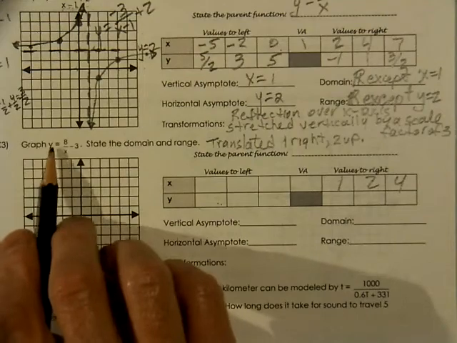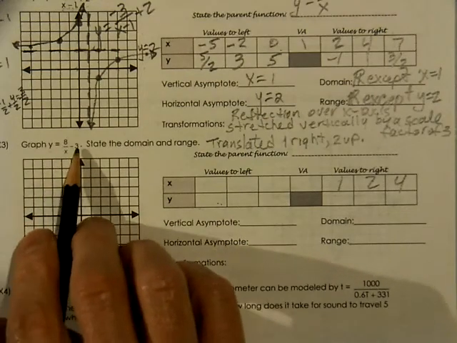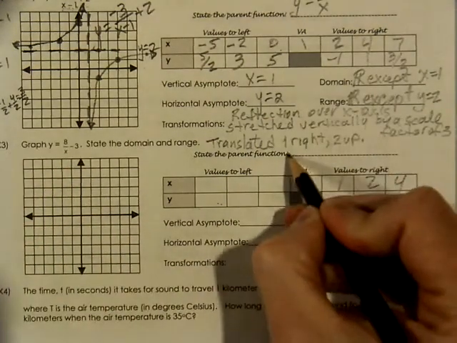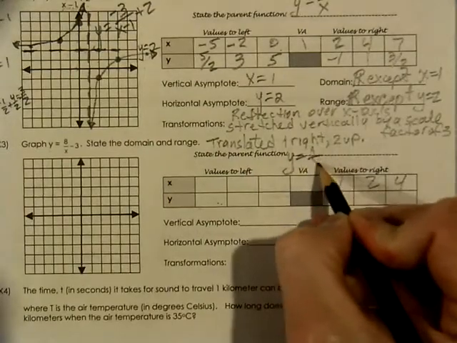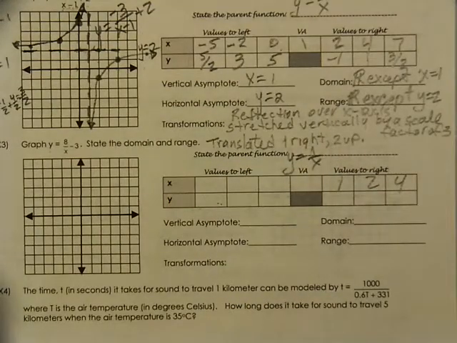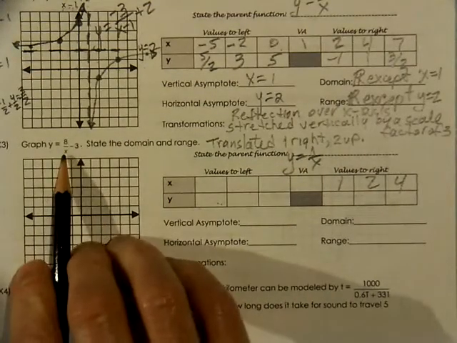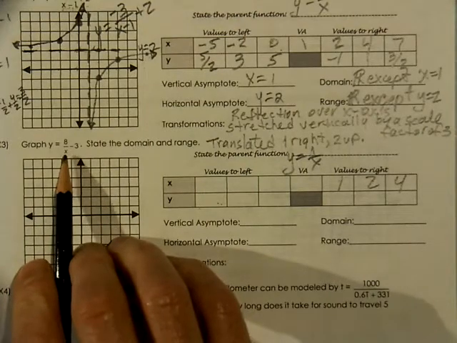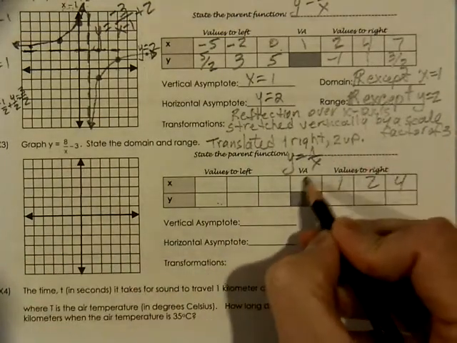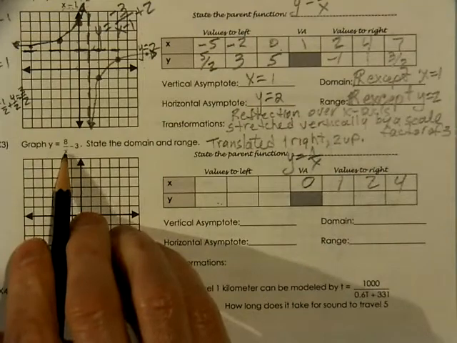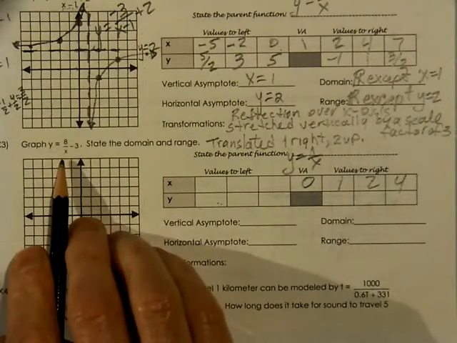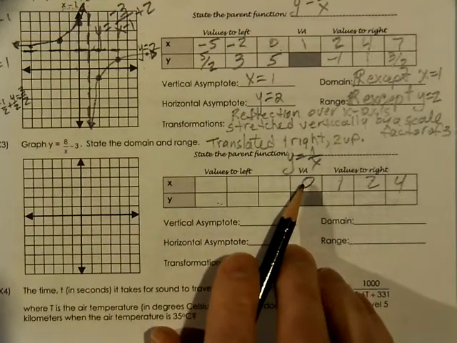So we're working with the graph y equals 8 over x minus 3. That comes from a parent function of 1 over x. So we look at trying to figure out what makes the denominator 0, and that's clearly going to be 0. When x is 0, the denominator is 0. So that is your vertical asymptote.